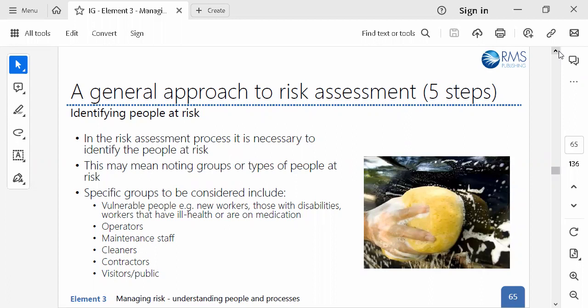Operators, maintenance staff, cleaners, contractors, visitors, and the public. These are the people working in the industry, and we will identify those who might be at risk and how they can be at risk.